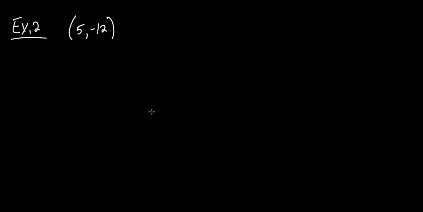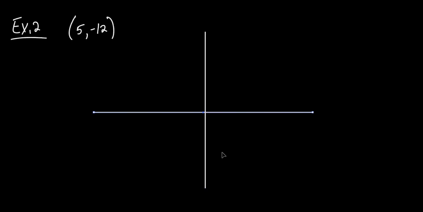So what I'm going to do is draw an x and y axis, a coordinate plane, and put that point 5, negative 12 on that plane. It doesn't have to be perfect. Go over 5, go down negative 12, probably something like that. It may not be exactly to scale, but it's good enough. And again, I'll go in blue. I'm going to connect the origin with that point.